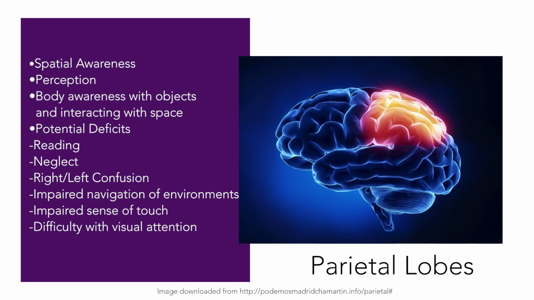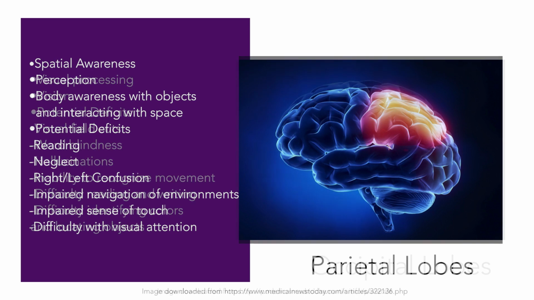Visual attention is another area that can be impacted with damage to the parietal lobe. Particularly to the right parietal lobe can cause something known as visual neglect. Visual neglect is when you are not attending to one part of space, usually the left side, which is the opposite side of the location of the injury.